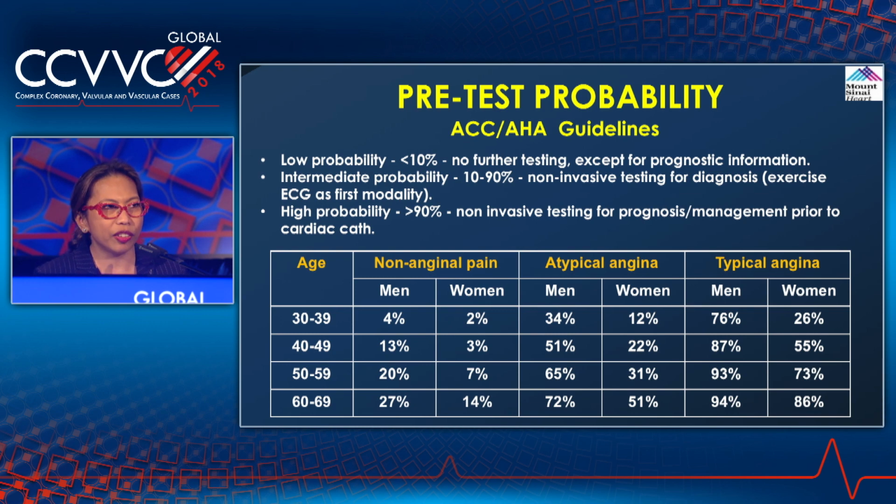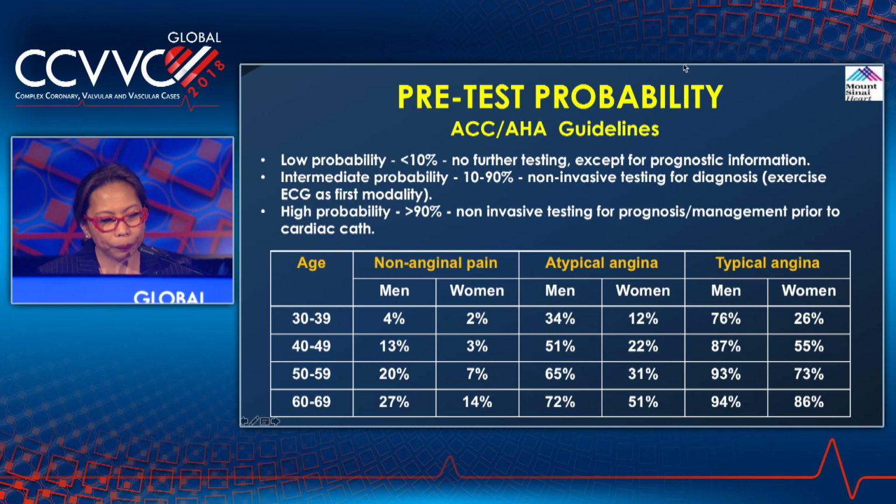Pretest probability is important before you request a stress test. Once you determine whether this is non-anginal or atypical, we have to keep in mind the pretest probability of CAD, according to the ACC-AHA guideline. It's low probability of CAD if it's less than 10%, and you don't need further testing. Intermediate probability, between 10 to 90%, then you should request a stress test. And of course, for more than 90%, definitely we should get a stress test.